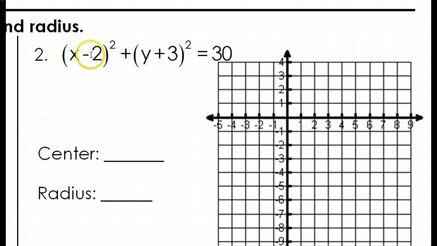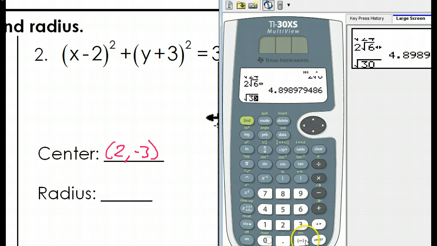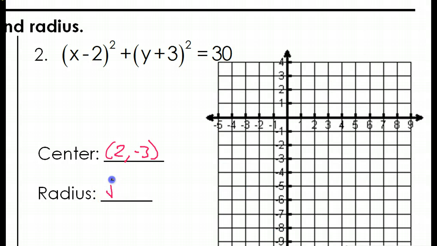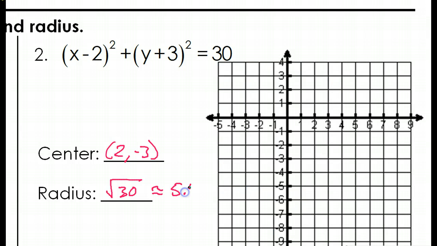Oh look, it's just what I was talking about. On problem number two, the center will be the opposite of these, so that's going to be positive 2 comma negative 3. Once again, the radius is going to be the square root of that. Let's see if it simplifies. All right, so the square root of 30 is the radius. Go ahead and write that down. But we need to know the decimal version as well, so we toggle it. 5.5, round up. So it's 5.5.